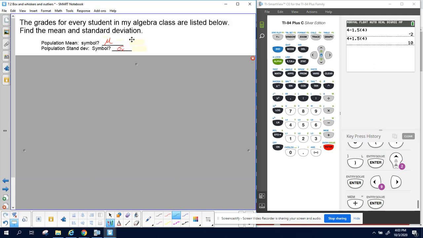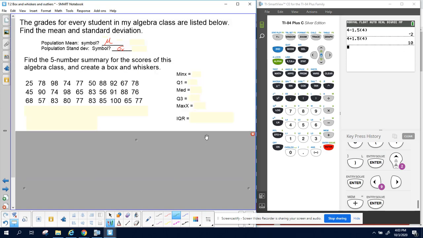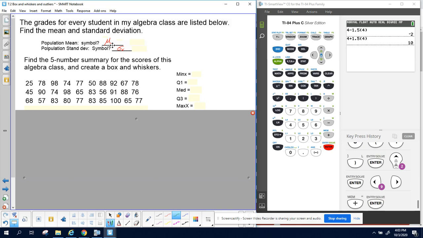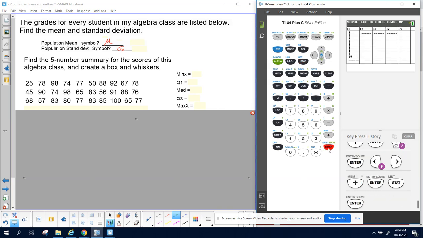Frequently on quizzes and tests, I'll have you type all the numbers in, and then I'll give you the mean of the data set so that you can check if your numbers are correct. Please pause the video and type all of these numbers into your list by pushing Stat and then push Enter. Then go up and push Clear to clear anything out of your list. Push down or Enter to see them disappear.